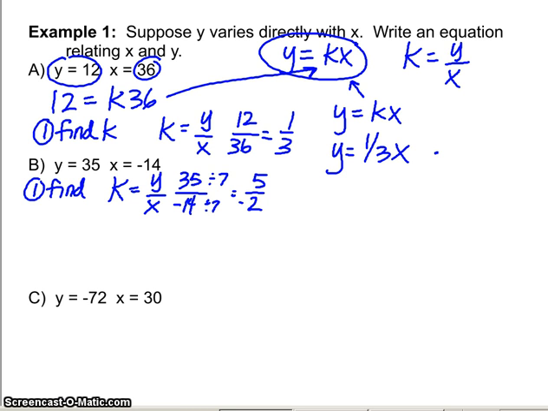negative 2. Don't change it to a mixed number or anything. Keep it written as, we're talking about rates, so we need to have those two numbers. So we have 5 over negative 2, or negative 5 over 2.